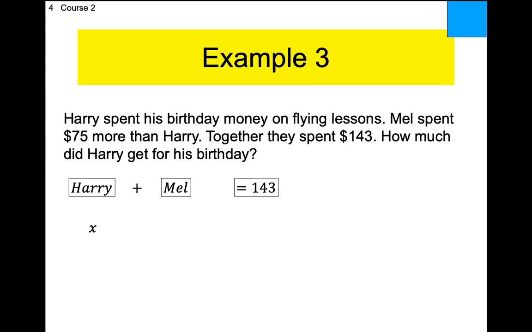What does it say about Mel, though? 75 more than Harry. So if Harry got X, how much did Mel get? 75 more. So how do I write that mathematically? Not plus 75, not minus 75. X plus 75. If he has this pile and he has 75 more than this pile, how big is his pile? X plus 75, right? Most people just want to write plus 75, but it says he got 75 more than Harry. And together this is supposed to add up to 143. This is a two-step equation.